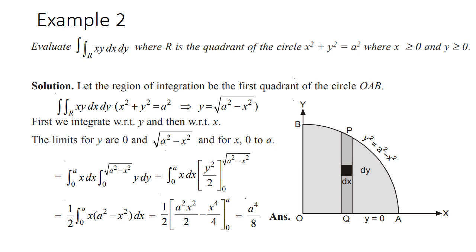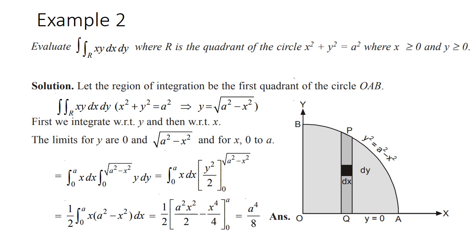So first we have to integrate the innermost one, that is with respect to y. So it is going to be y²/2 with the upper limit √(a² − x²) and the lower limit 0. So we have to substitute the upper limit and the lower limit in the place of y with the minus in between. Then we will get 1/2 x (a² − x²).